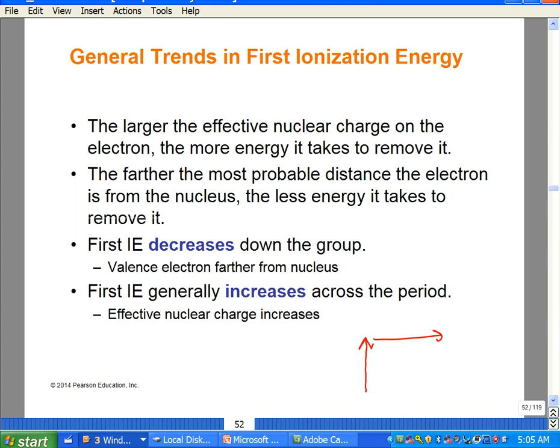Okay, so the next few slides have notes that tell you why, but remember, we always go back to the effective nuclear charge to explain these things.